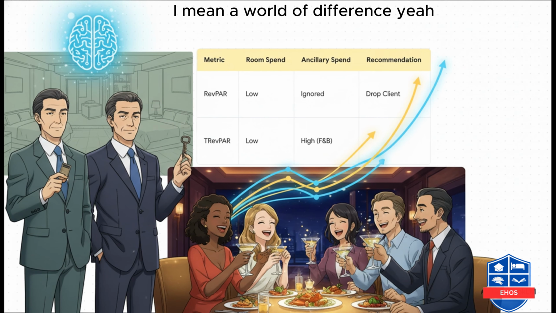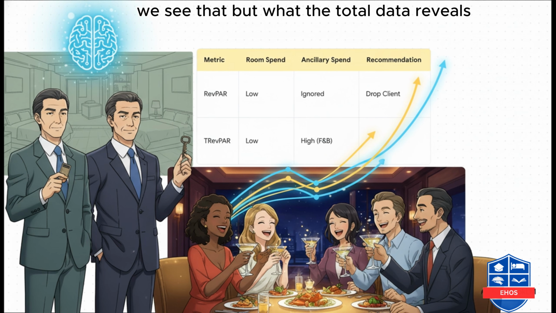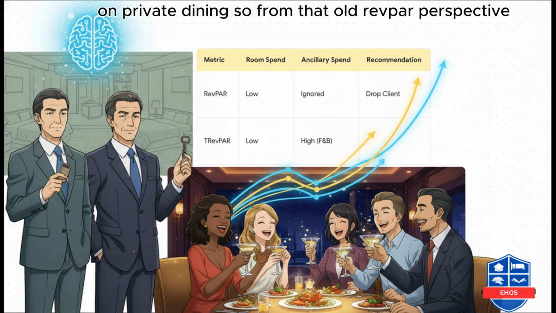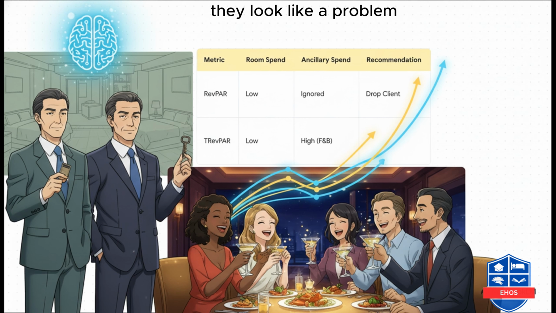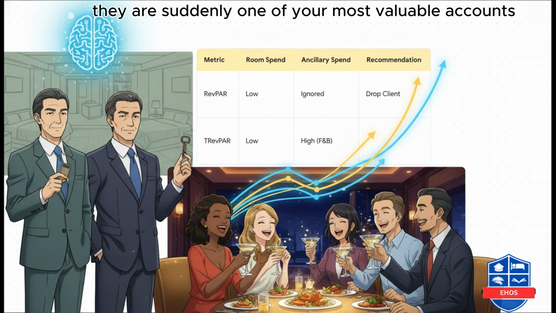I mean, a world of difference. Yes, their room spend is low, we see that. But what the total data reveals is that their team is also spending thousands, literally thousands, every night on cocktails, on private dining. So from that old RevPAR perspective, they look like a problem. But from a TRevPAR perspective, they're suddenly one of your most valuable accounts.